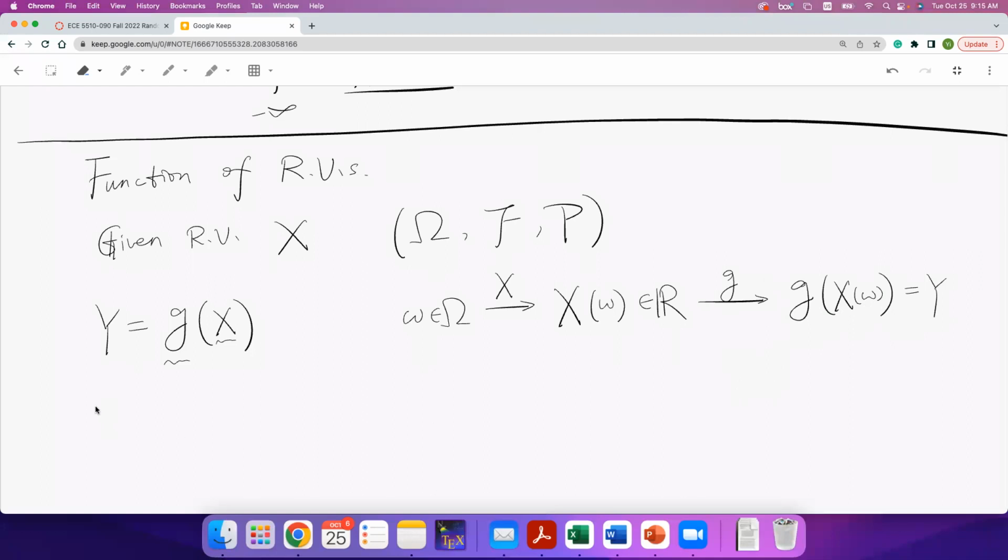Now, equivalently speaking, you can write it as, the realization of the random variable y at a particular outcome is basically the composition of g and x at this outcome omega. So it's x omega first gives the realization of x, and then this realization is further transformed by this function g. Okay, so composition of a function and a random variable.